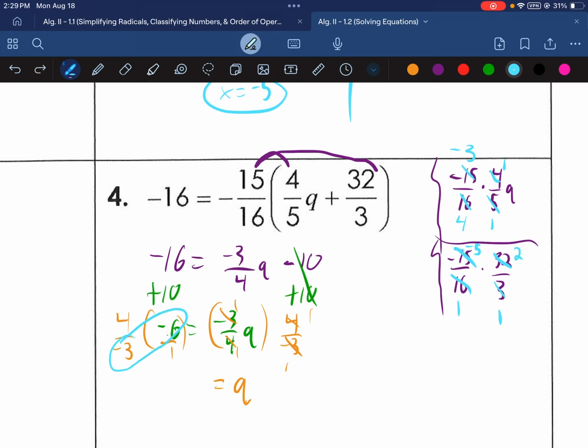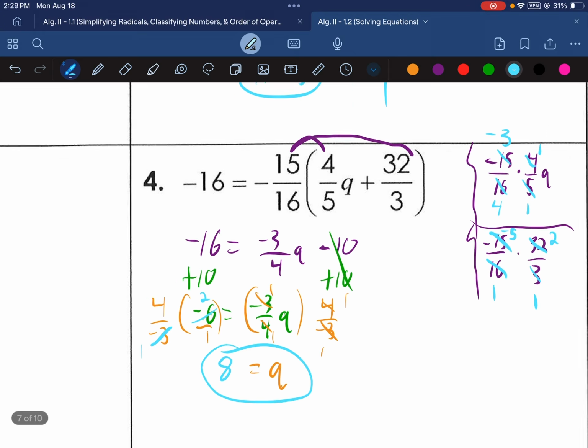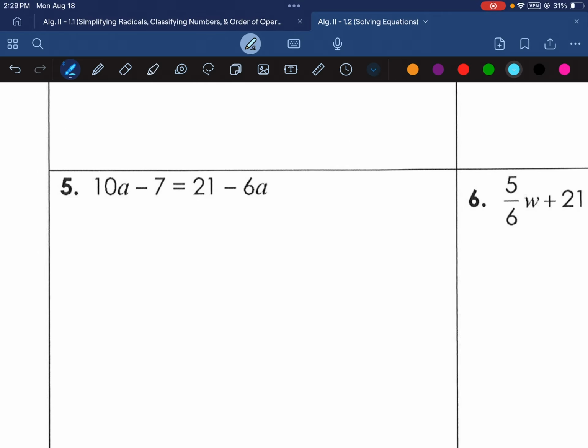I realized I made a mistake when I knew that these weren't going to reduce, but I knew they should have. The reason I knew they should have is because I've worked through this problem before. So negative 3 and negative 6 reduce by 3 and become positive 1 and positive 2. And now we multiply straight across and get 4 times 2 equals 8.